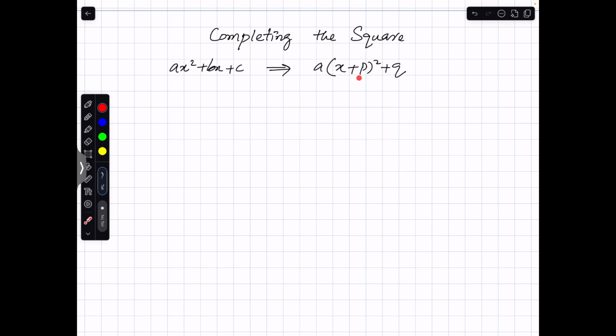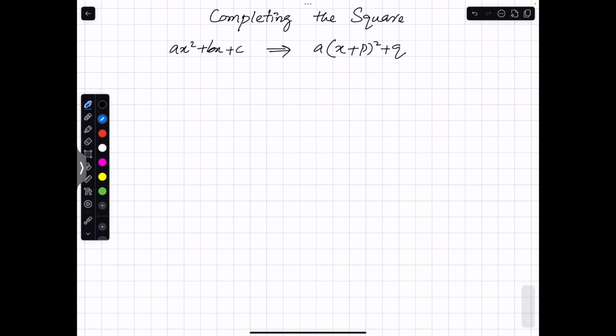So we have to write x plus p. This p is something and this q is something. So we have to find a way in order to write the quadratic expression in terms of this, and we have to find a way to find p and q. And this p and q are very important terms in terms of the quadratic expression.